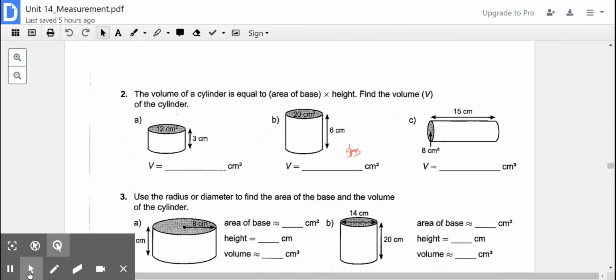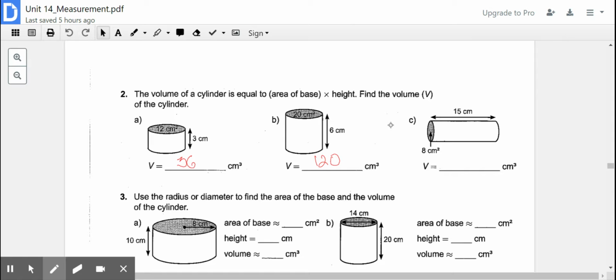Now here's where we get to actually put this into practice. The volume of the cylinder is equal to the area of the base times the height. We're going to find the volume of the cylinder. They've given us the area of the circle and the height, so this is easy enough. The area of the base times the height is 12 times 3, which is 36 centimeters cubed. What about this one? The area of the base is 20 and the height is 6. 20 times 6 is 120 centimeters cubed. I'll let you do C on your own. Then we'll take a look at number 3.